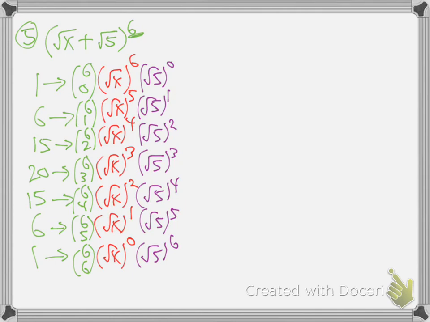All right. And now, let's just multiply those all out. Yeah, that's the tricky part. All right, so here we go. This is 1 times root x to the 6th. Now, what is root x to the 6th power? Let's go over here. So root x to the 6th. Well, that means root x, root x, root x, root x, root x, root x. 6 of them. So what do you do?